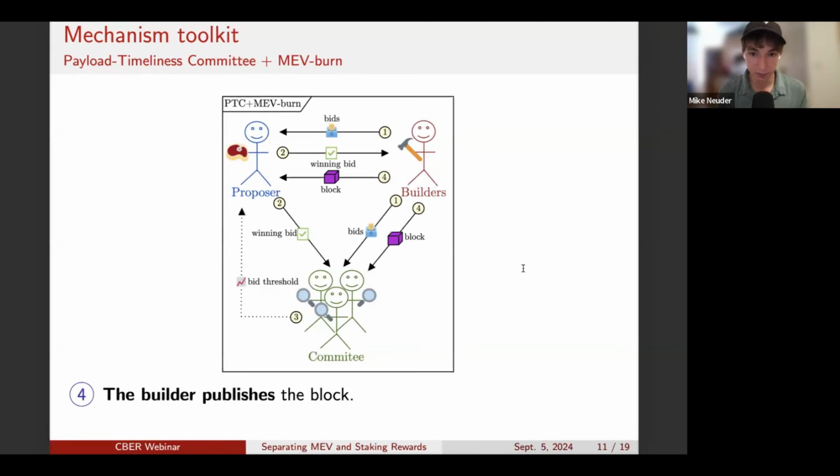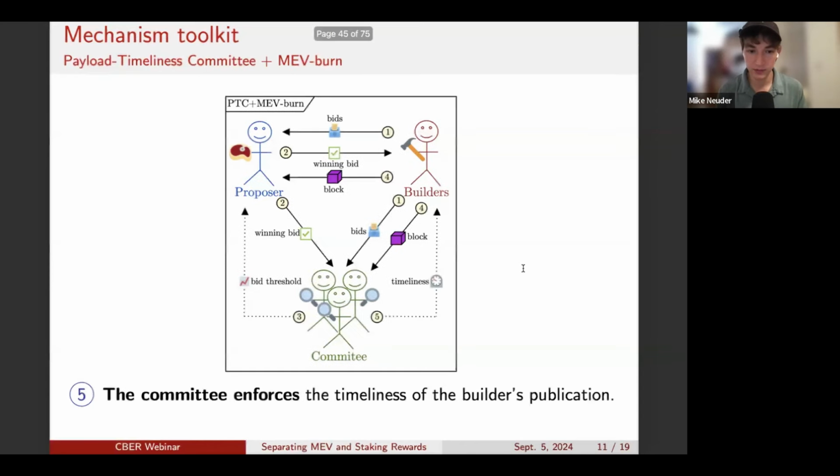Right. The builders publish the block. This is kind of obvious as the second phase of the process. The builders have to actually produce the block, and, not super important for our purposes, there is another role that the committee serves, which is enforcing that the builder's block is published on time.